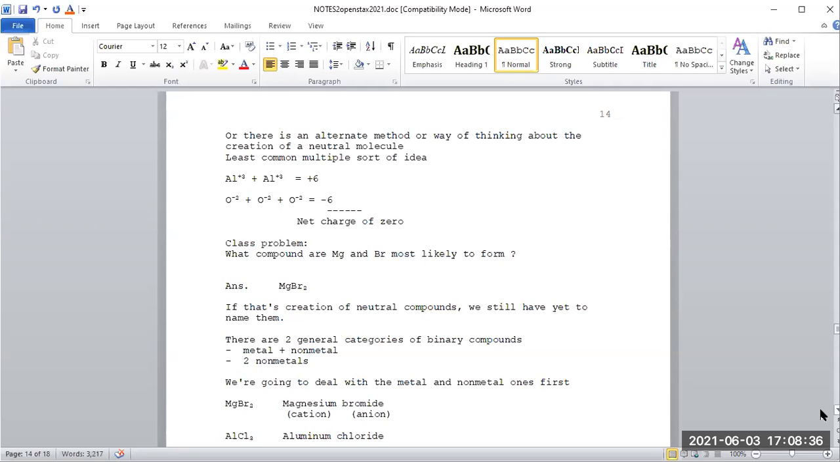So thinking about magnesium and bromine. Magnesium likes to be +2. We saw that above. Bromine is a halogen. It is in the -1 column. And so in order to make this be a neutral molecule, I can't have just one magnesium and one bromine. I actually need to have 2 bromines to make this work. Otherwise, it would not be neutral.